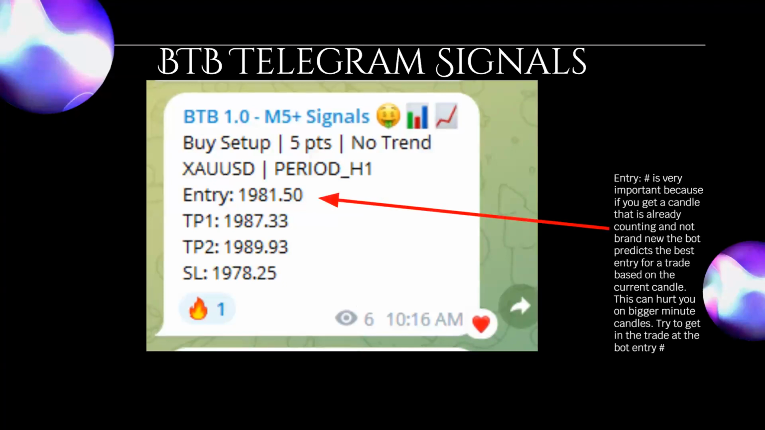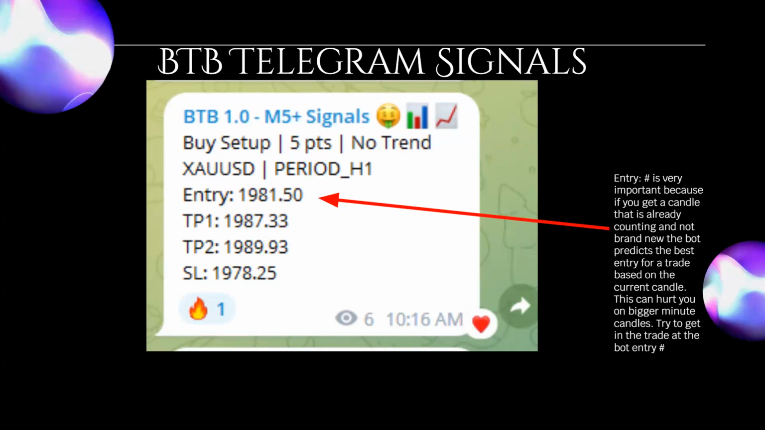Let's look at entry. This is the entry number. It's very important because if you get a candle that is already counting and not brand new, the bot predicts the best entry for a trade based on the current candle. So right now, what we see on this trade is that it says 10:16 a.m. Everybody look at the bottom. It says 10:16 a.m. Well, what we know, if this is an hour candle, is that it started at 10 a.m. The candle trade started at 10 a.m. So if it says 10 a.m., we know we got the best spot that we can get in.